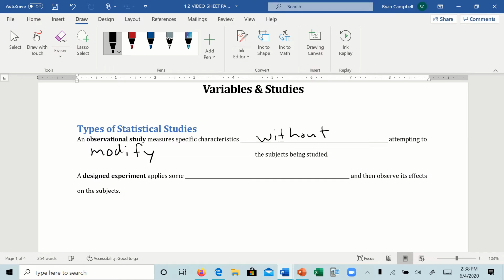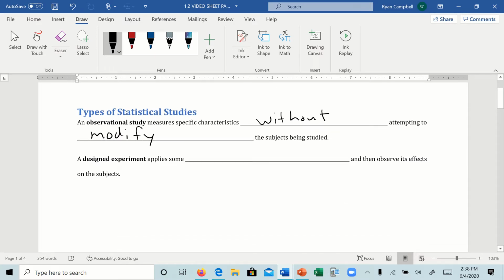So basically, it's just saying, hey, you're saying that you're doing something, let me see what you're doing. Or you say you watch so much television, cool, how much? Let me know. So you're not actually modifying anything. The experimenter is not modifying anything with the subject. A designed experiment, however, is the exact opposite. Specifically, it applies a treatment and observes the effect of said treatment.